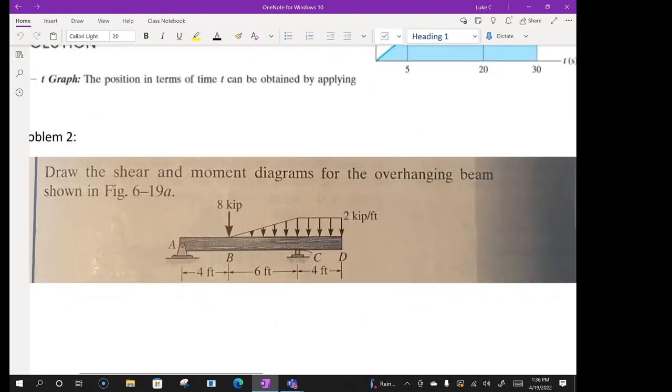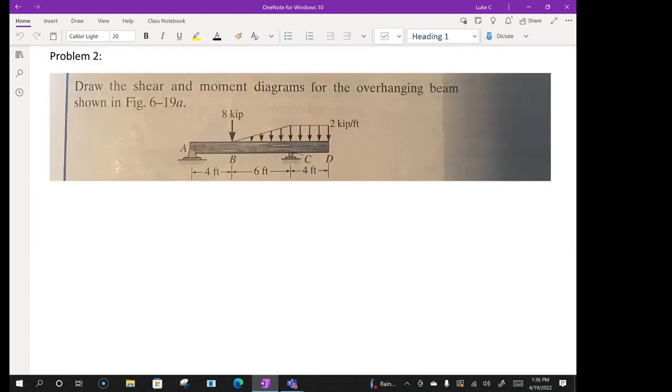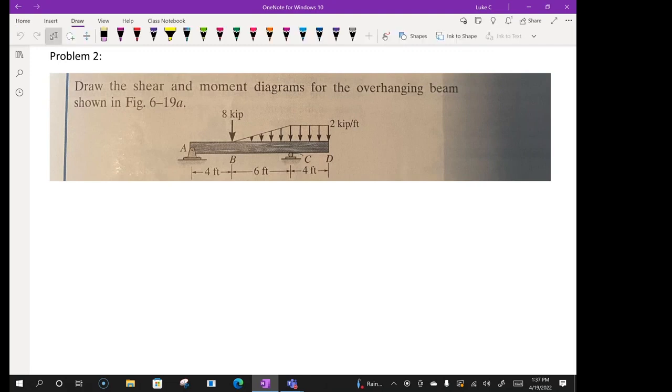What I really want to do is focus on problem 2, which is the shear and moment diagrams for this type of problem. So what we want to do is draw the shear and moment diagram for this overhanging beam. What is the first thing we need to do in this particular problem? Do you remember?